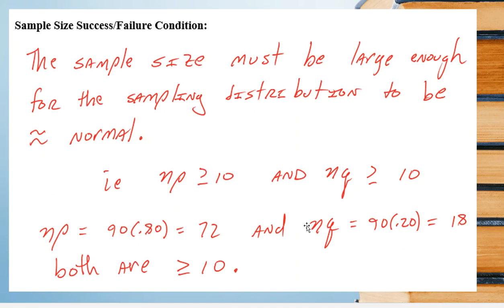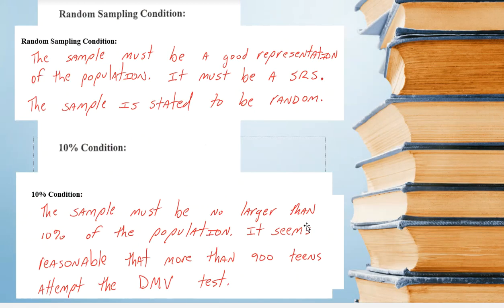Once again, remember, for successes and failures, we have to have a large enough sample size so that we have at least 10 successes and 10 failures. You test them out, you can see that that's true. And then finally, the 10% condition. Remember, our sample can't be any larger than 10% of the population. And it seems reasonable to think that there are more than 900 teens that attempt the DMV test.